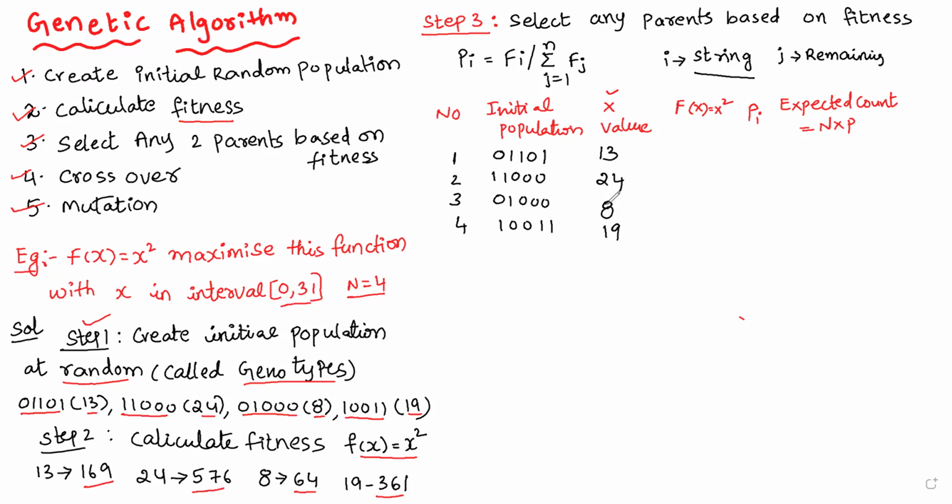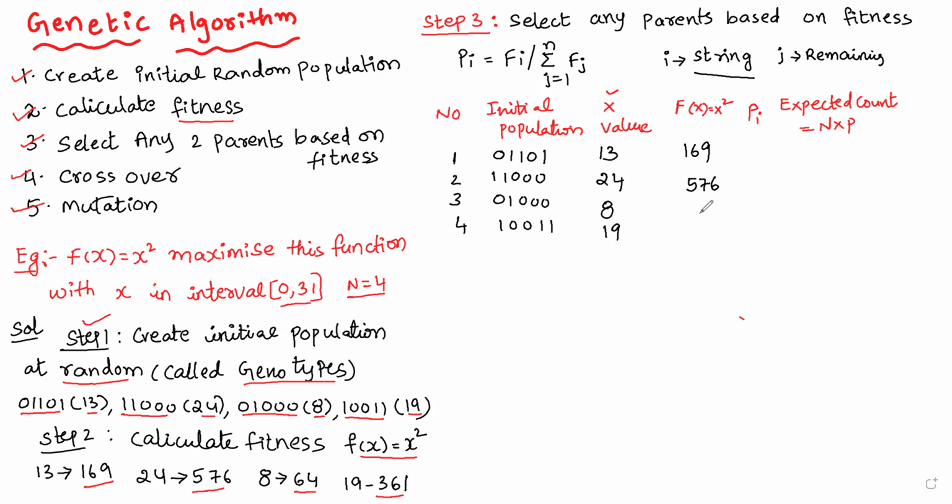After completion of this, we go for f(x) = x². You just do the square. For 13, we have 169. For 24, we have 576.